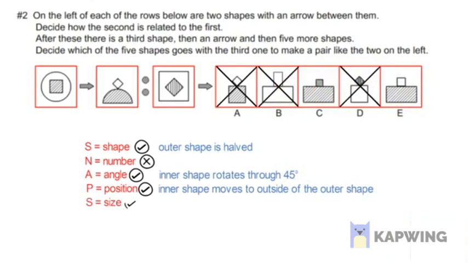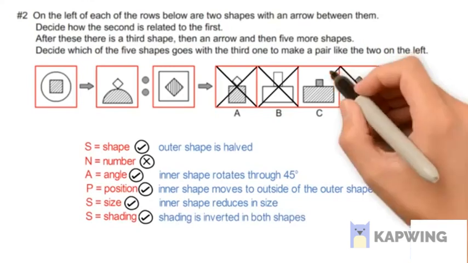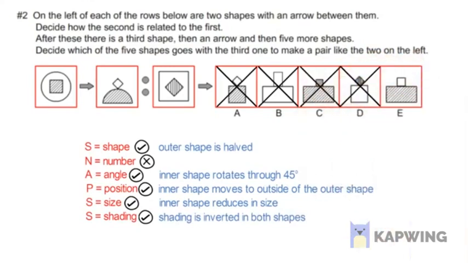S, Size. Inner shape becomes smaller. S, Shading. Colours are inverted in both shapes. We can eliminate C because the square must be white. The correct answer is E.